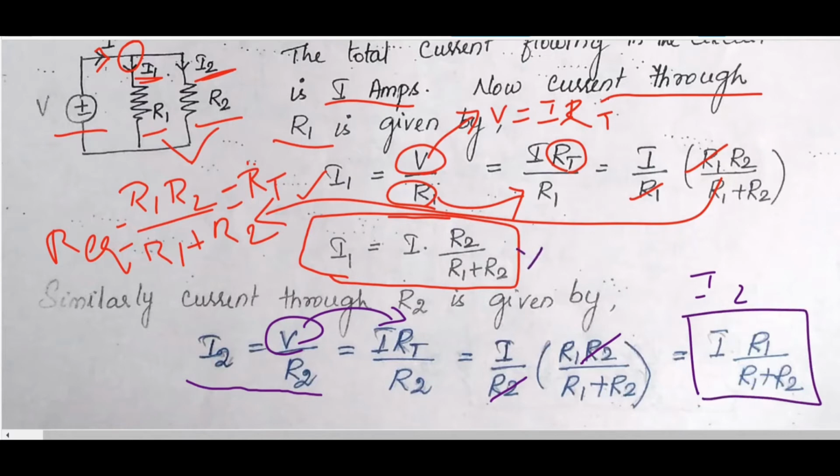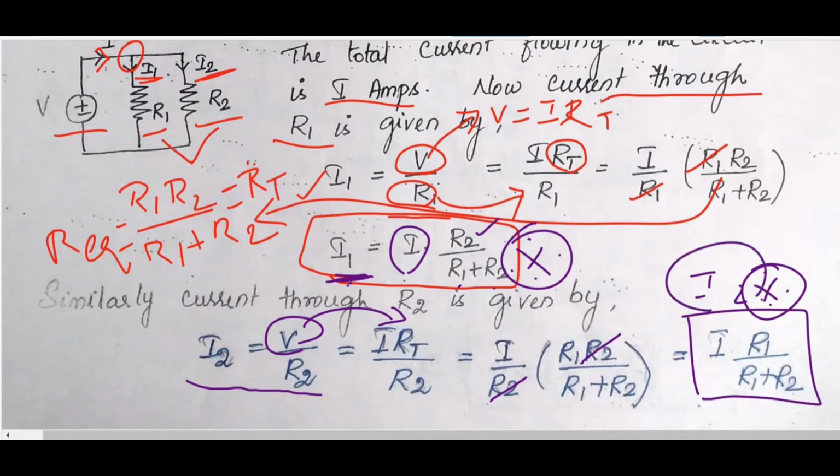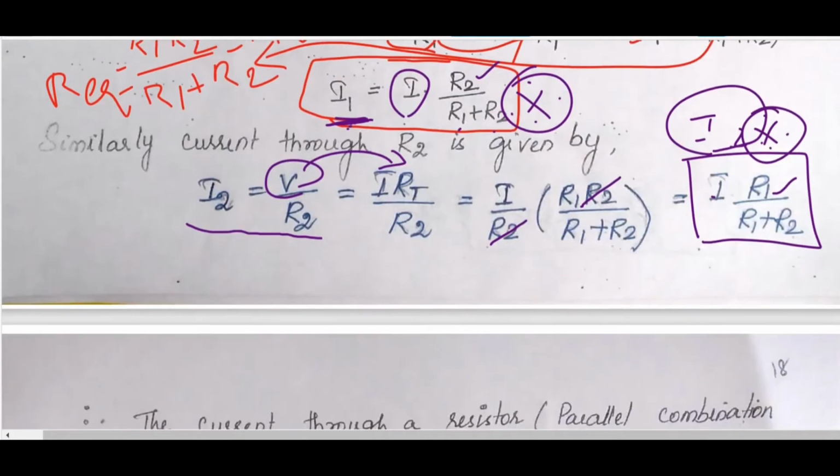So what can we infer from these two expressions? If we are finding the current for the R1 resistor, I1 equals total current into the opposite resistor divided by R1 plus R2, the total resistance connected in the network. Similarly, the current through the R2 resistor is equal to total current into R1, the opposite resistor, by R1 plus R2. So this is our inference.